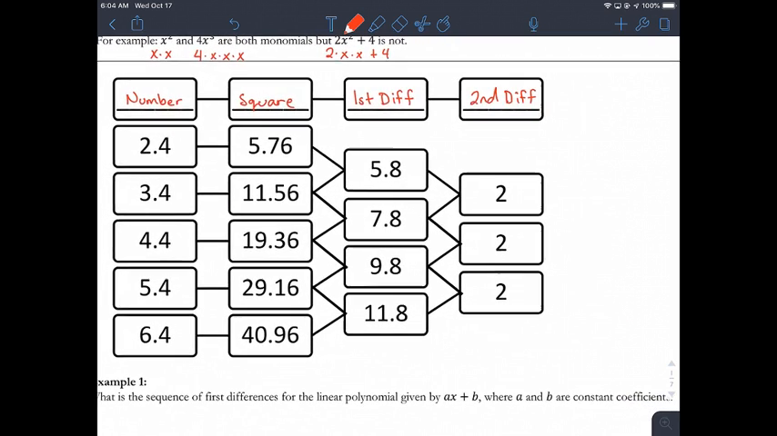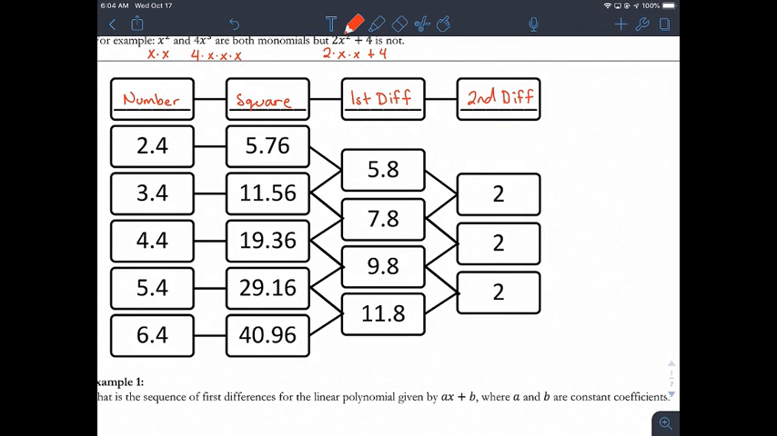The most important part about this graphic is right here, the second difference. And I want you to notice something about this column. All the numbers are the same. We call that constant. So there's a constant difference in the second difference in this table. And that's the crux of this entire lesson. That's the focus of this lesson, because that's going to let us know whether or not we have a linear function, a quadratic function, or a cubic function.